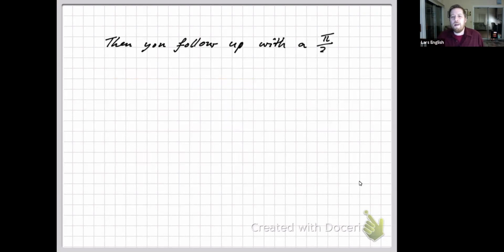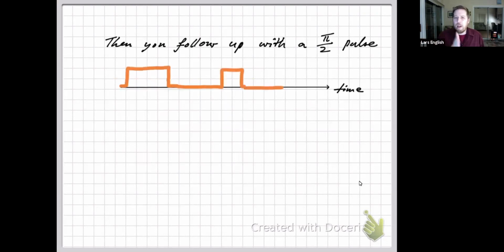And now, once we've done the pi pulse, now we want to follow up with a pi/2 pulse. So in this inversion recovery method, we sort of reverse the order of the two pulses. So we bring the pi pulse in first and then follow up with a pi/2 pulse, as shown here.